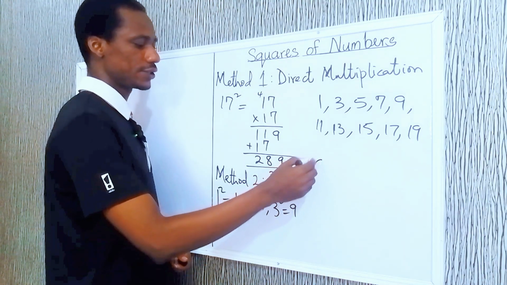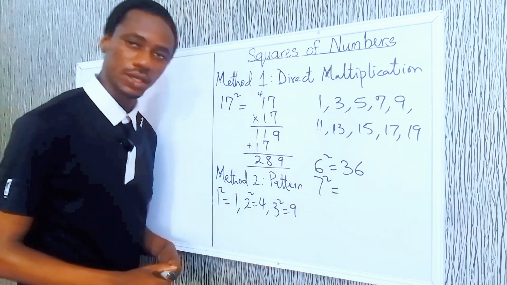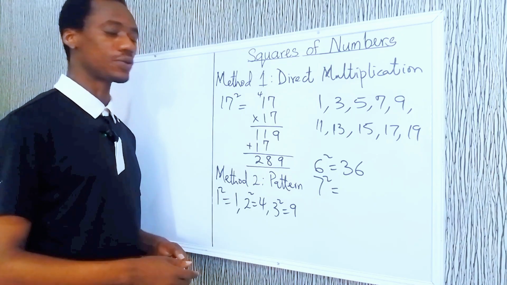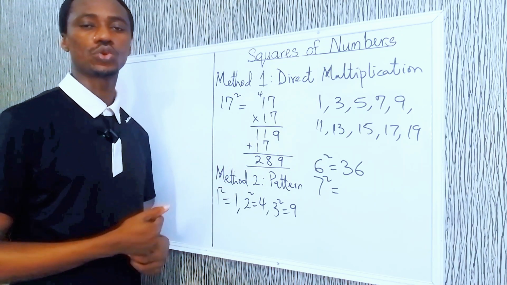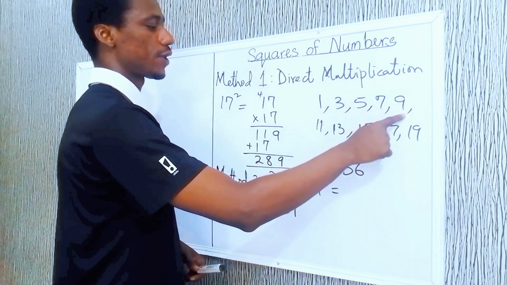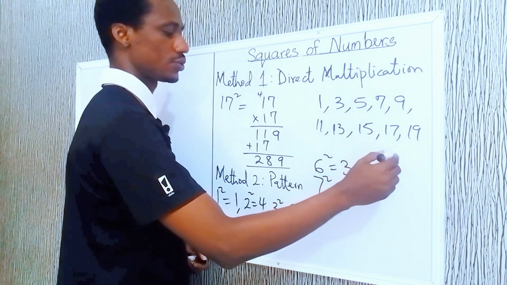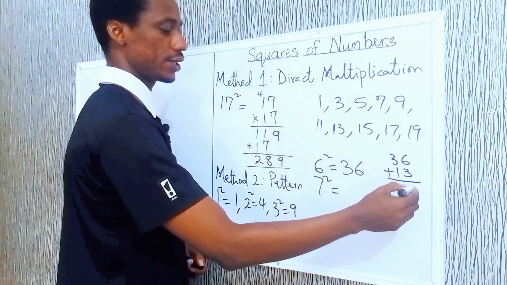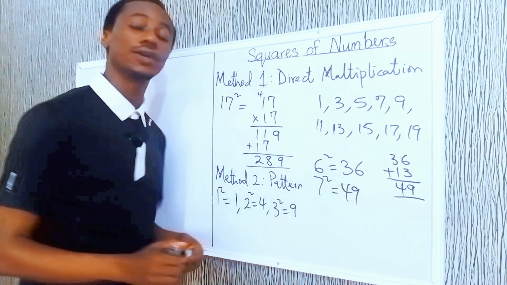I know that 6 squared is 36, but I don't know 7 squared. If I don't want to do my 7 times 7, I could add the 7th odd number to 36 and I have the square of 7. So this is 1, 2, 3, 4, 5, 6, 7. The 7th odd number is 13. So let's do 36 plus 13. 6 plus 3 is 9. And 3 plus 1 is 4.